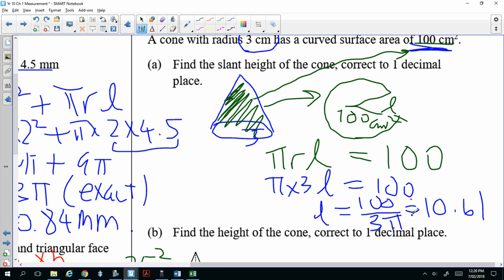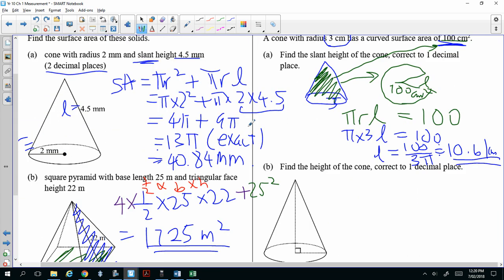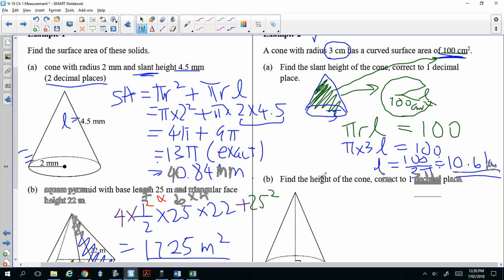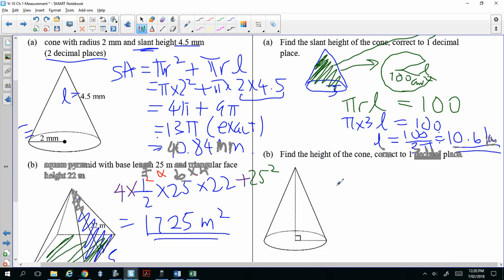Right, next question. Pretty easy, because after we got that, we have to find the height of the cone. When they say height without the slant height, it's automatically assumed to be the perpendicular height. So whenever it's perpendicular height, we don't have to say it, we just say height. Only when we say slant height is the slant height. If I just say height, it is always the perpendicular height. Okay, we're going to find the perpendicular height.